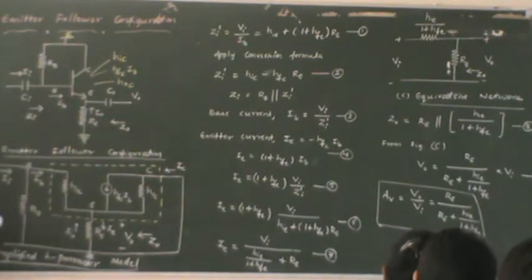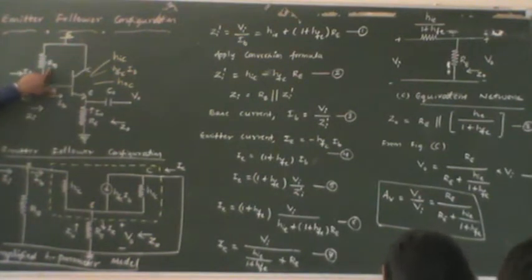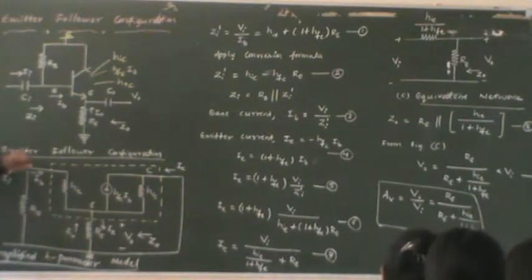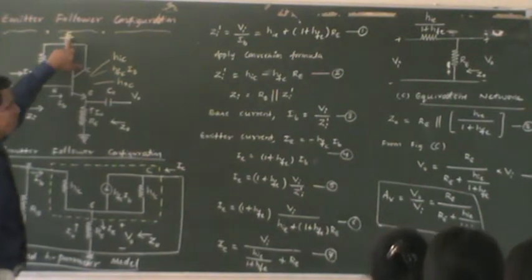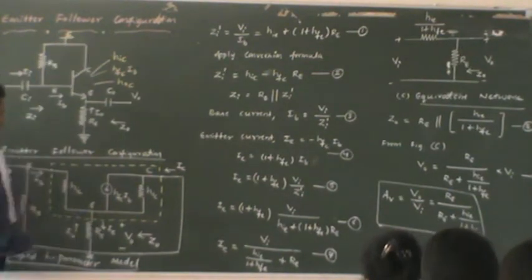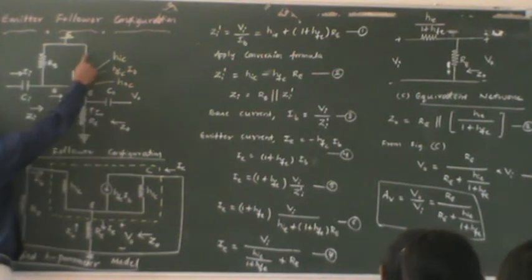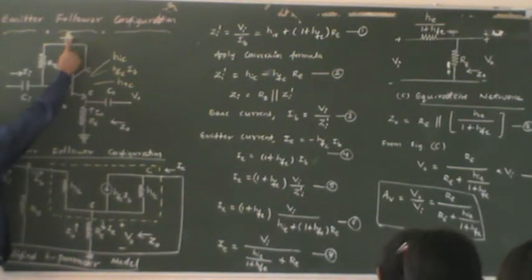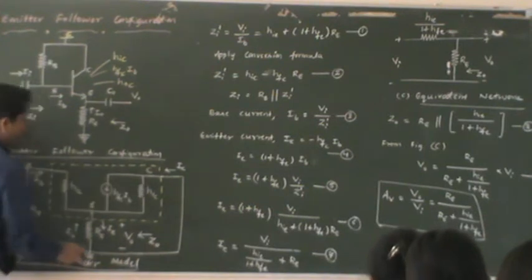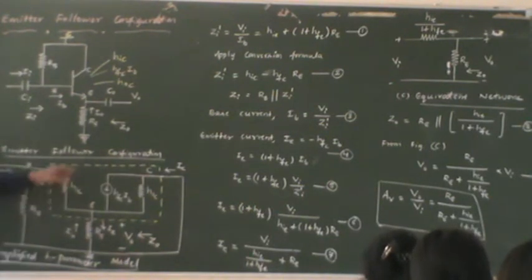Now you can see what elements we attach here. Between the base and the ground, there is a resistor RB. Also look at the collector: the collector is straight away connected to the ground. There is no resistor between the collector and the ground, so the collector comes straight to the ground. But look at the emitter. Between the emitter and the ground, there is a resistor RE.